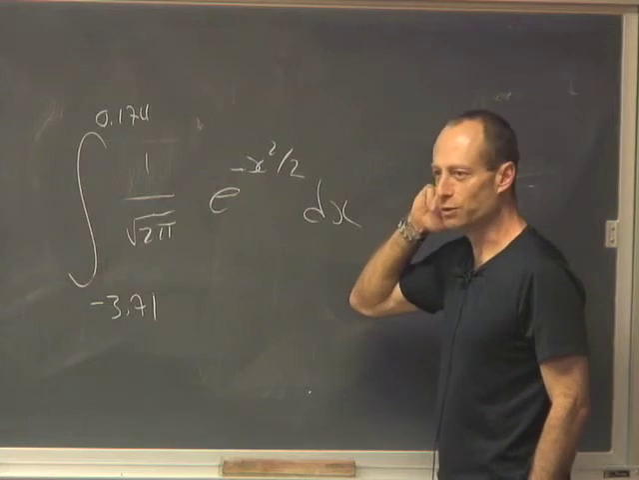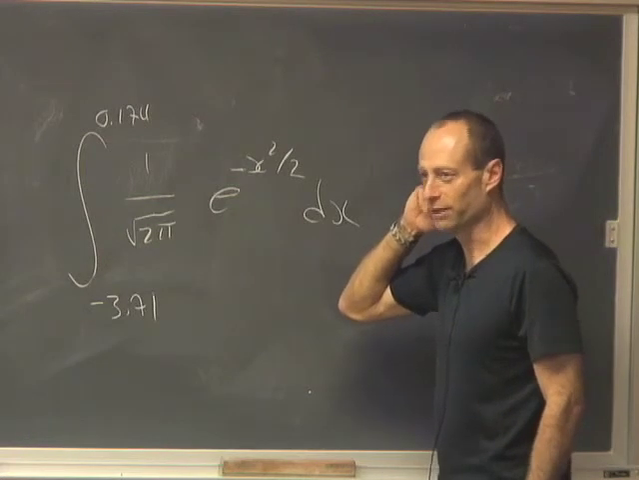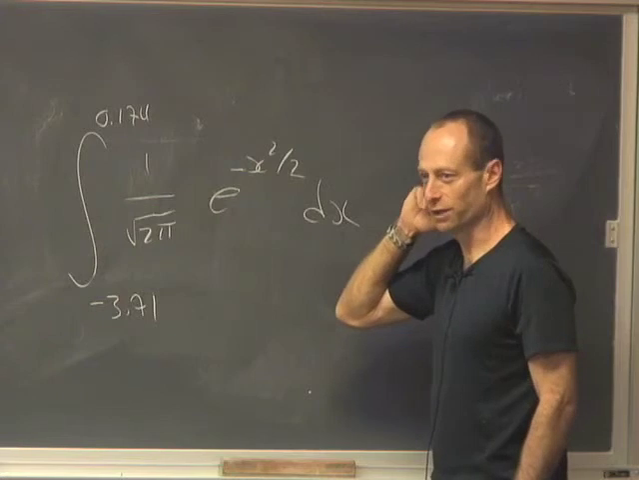So you need to memorize the area under the curve between plus or minus 1, plus or minus 2, and plus or minus 3. Those are the only numbers you'll need to know.